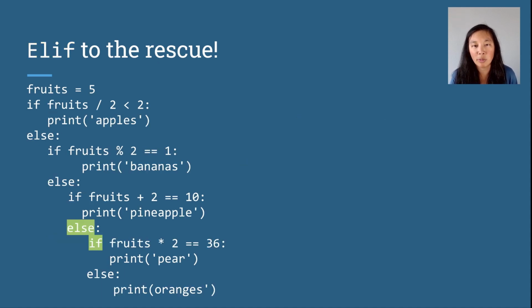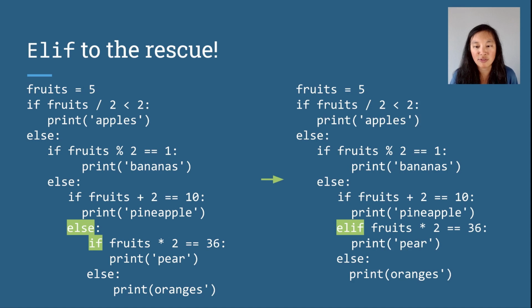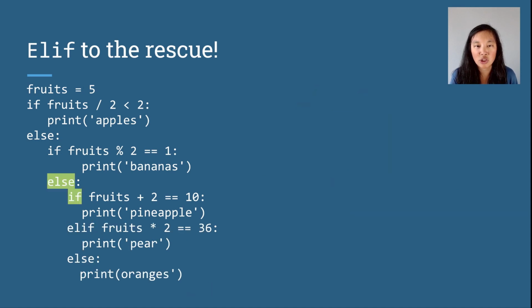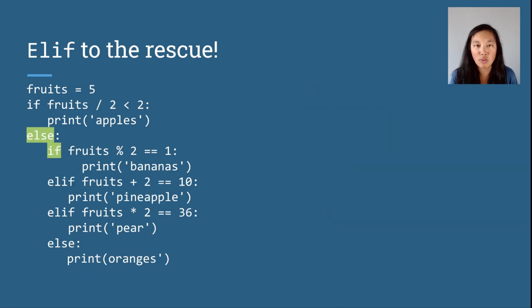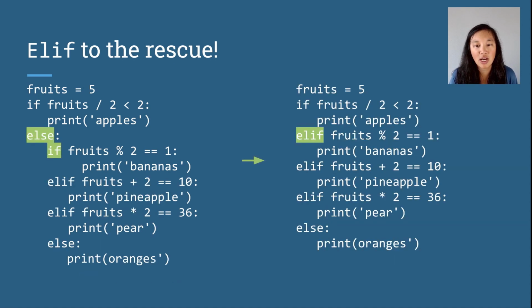This is the really complicated code that we had before. How can we use elif to simplify the code? Well, anytime we see an else with an if inside of it, we can change it to elif. So now the last else if is changed into elif. We can take that and change the next else if into elif. And then we see one more else if. We'll change that into elif. So now we have these if statements with these elif statements.